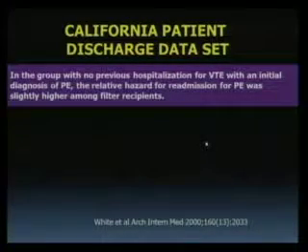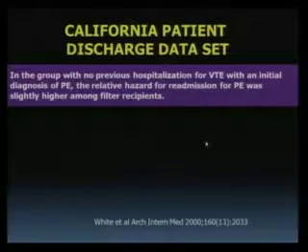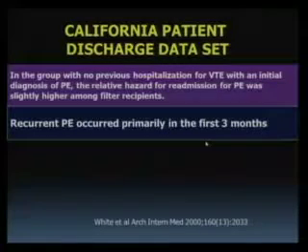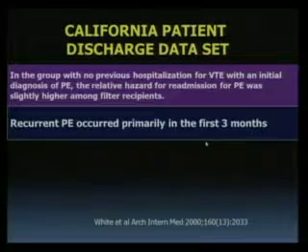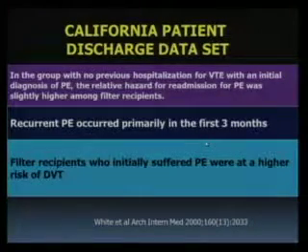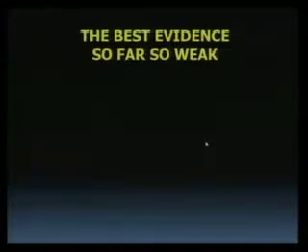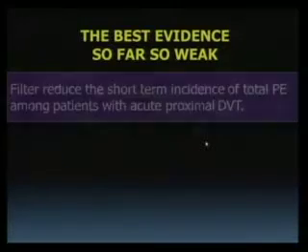And in the group with no previous hospitalization for VTE with an initial diagnosis of PE, the relative hazard for readmission for PE was slightly higher among the filter recipients. It's even the opposite. Recurrent PE occurred primarily in the first 3 months, and filter recipients who initially suffered PE were at higher risk for the development of DVT. So the best evidence, so far so weak.